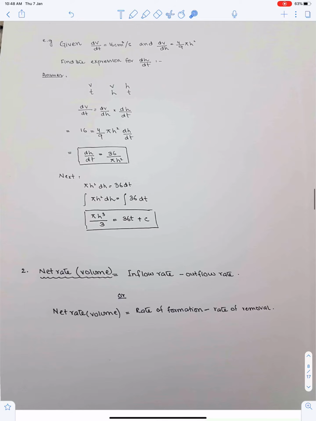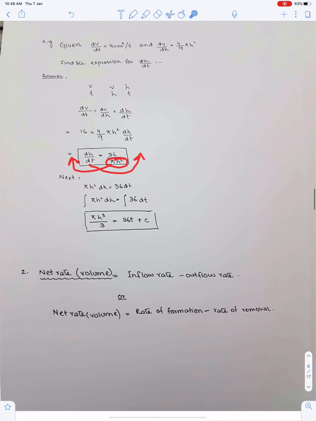And then we have to go for variable separable. We need to bring pi h square on the left hand side and we need to bring dt on the right hand side. And then we can easily integrate this. This is the general solution of this differential equation.